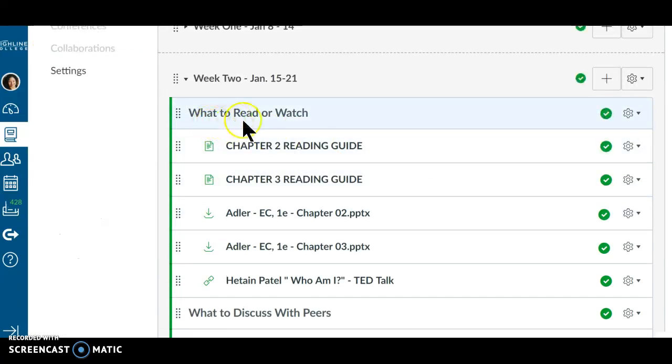Each week in this section, what to read or watch, those are things that you need to read and you need to watch. If we were in the classroom, we would be discussing this reading live, and we would be discussing your golden lines every single day in class, and you would be viewing various PowerPoint presentations.